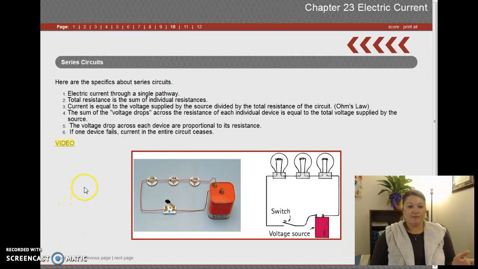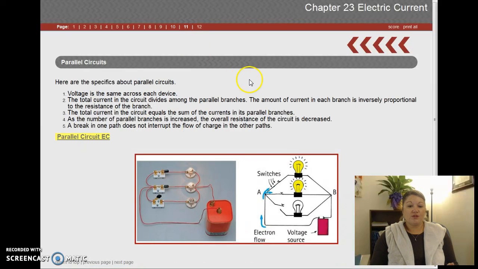So series circuits, connected all in the line, only one way for the current to go. All right, total resistance, you just add them all up. The voltage from the battery drops over each of these devices, and these drops add up to the voltage of the battery. All right? Now, parallel circuits are different.